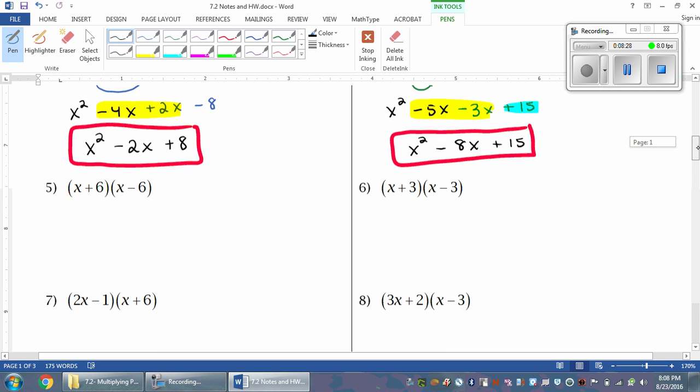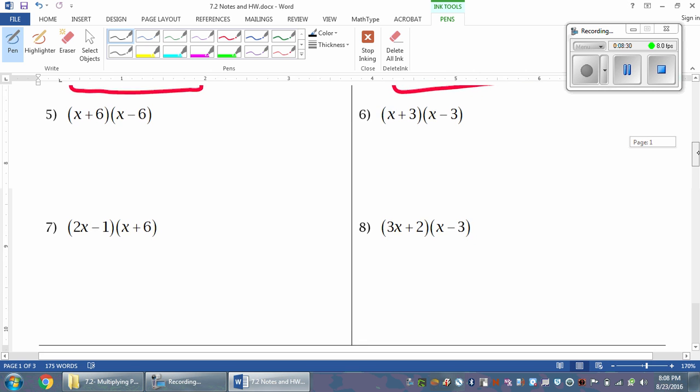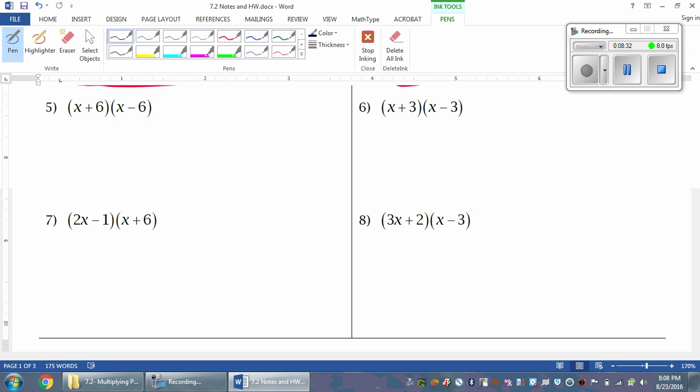Alright, let's continue on to do number 5. Again, this is a double distributive property. What I'm going to do is first distribute the x. X times x, and so by now you realize that is x squared. X times negative 6, that would be negative 6x. The next part is I'm going to start distributing the 6. 6 times x is positive 6x. 6 times negative 6 is negative 36.